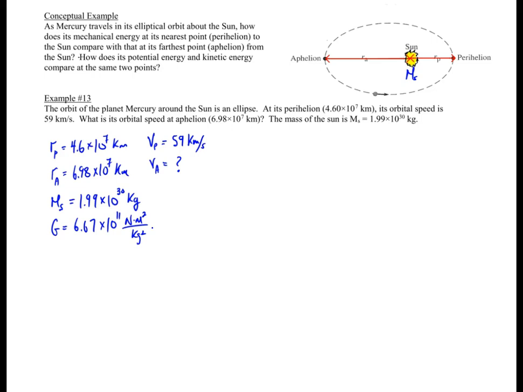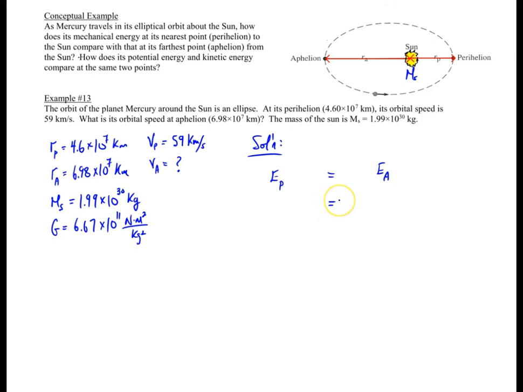If you recall from my discussion earlier about energy, we know that the total mechanical energy remains constant. So to solve this problem, we need to use a conservation of energy method. The energy initially, let's say at perihelion, must be equal to the energy later on at aphelion. Those two energies are equal to each other.